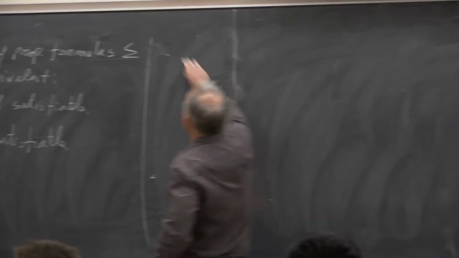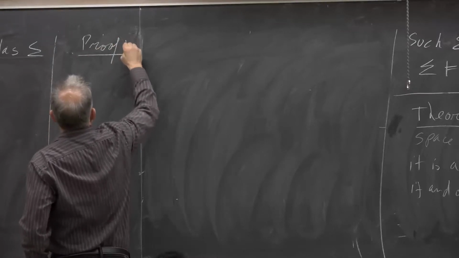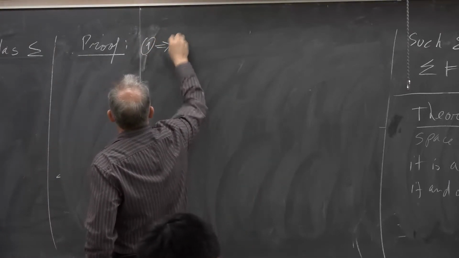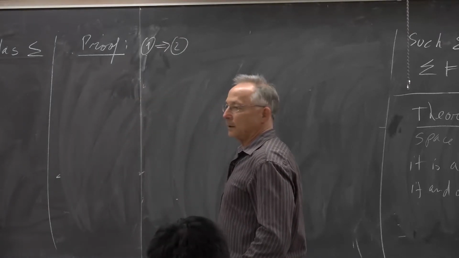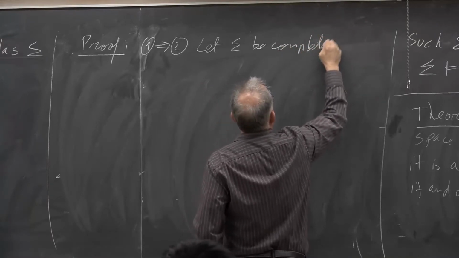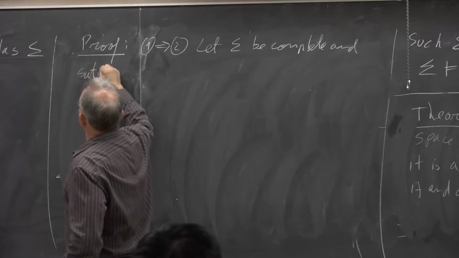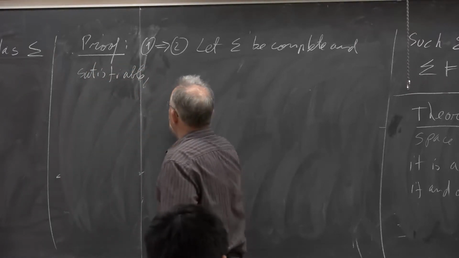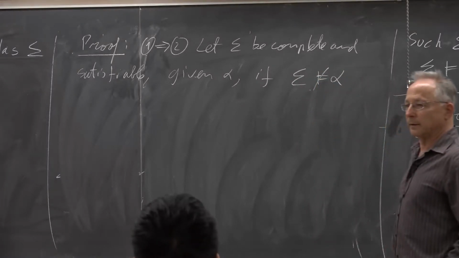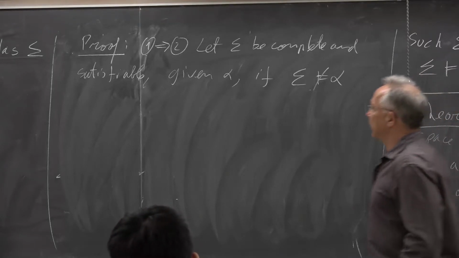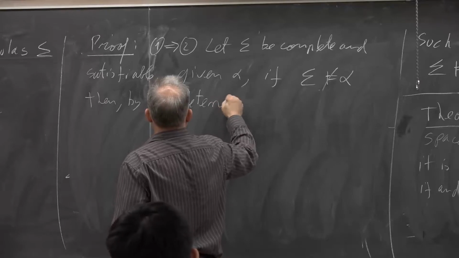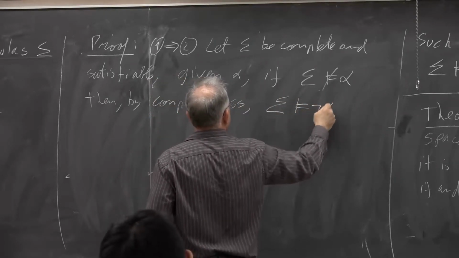1 implies 2. So proof. Let sigma be complete and satisfiable. Now, given alpha, if sigma does not logically imply alpha, then what will I get? Then, by completeness, I get that sigma implies the negation of alpha.